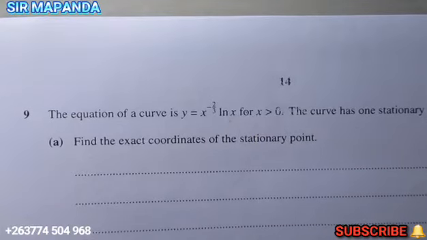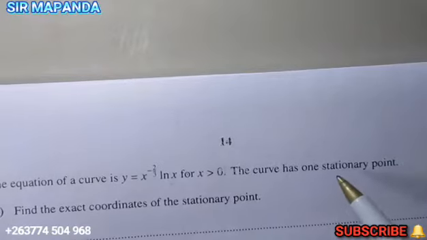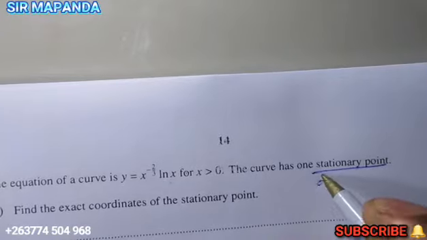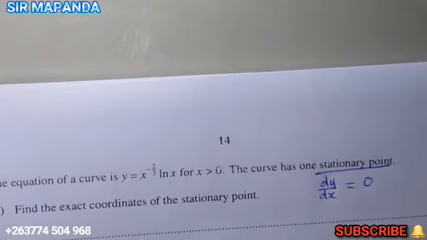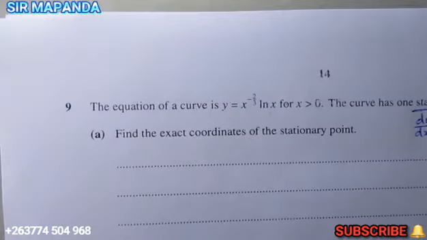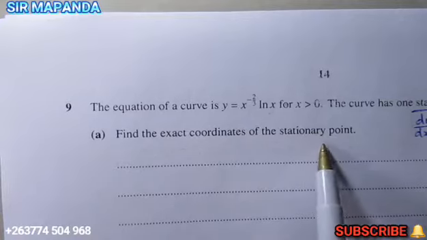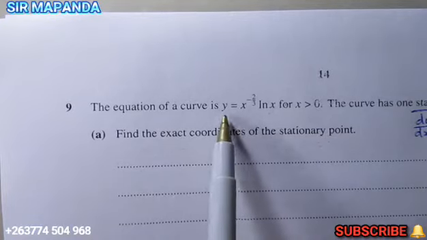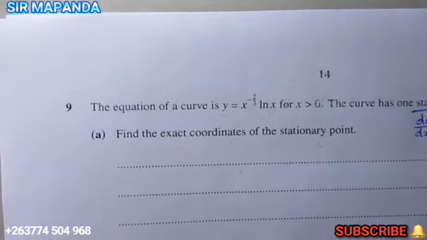Right. The curve has one stationary point. Right. So in question number 7, I highlighted that a stationary point is found when dy/dx is 0. Do not forget that. Right. So find the exact coordinates of the stationary point. So to find the stationary point, I need to find dy/dx, then equate dy/dx to 0. I hope you are listening.